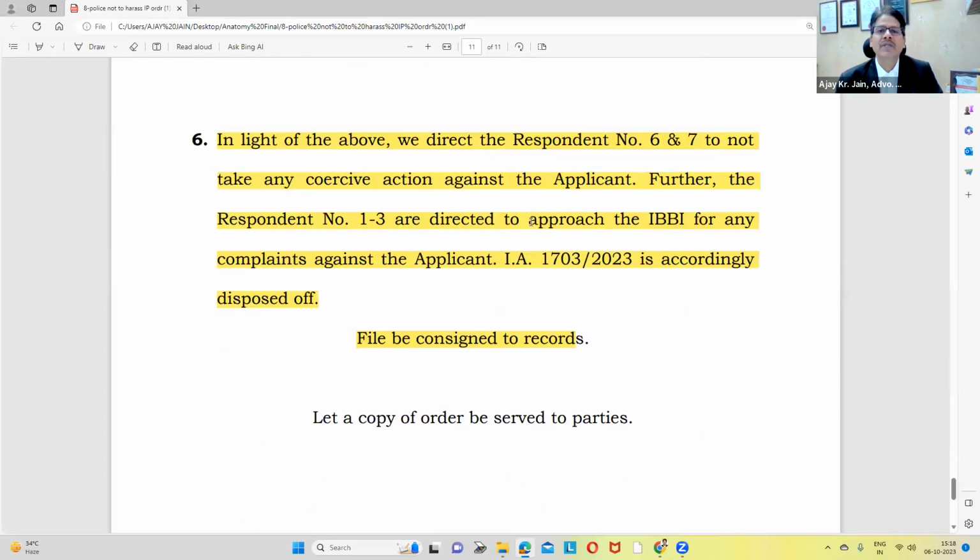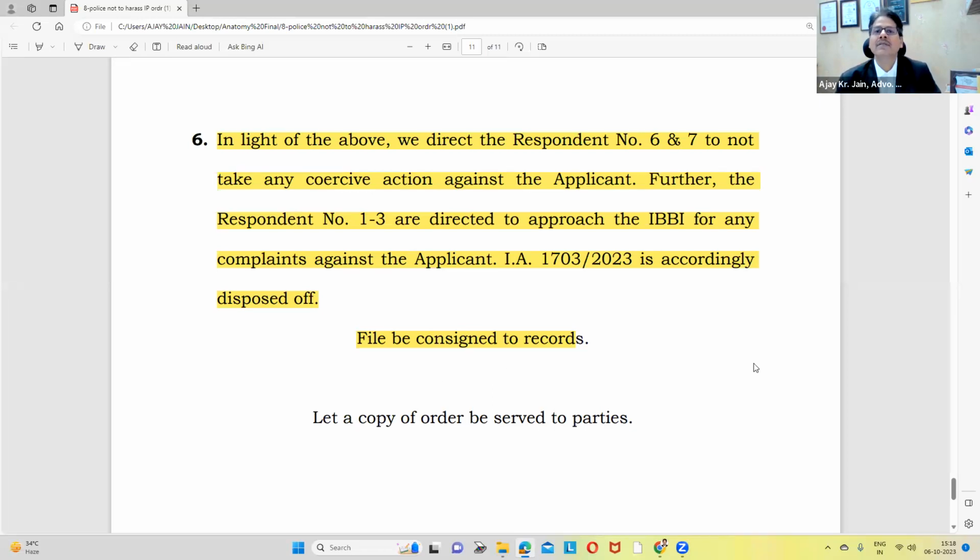In the light of the above, we direct respondent numbers 6 and 7, the SHO, police, and SSP, not to take any coercive action against the applicant, that is the RP. Further, respondent numbers 1 to 3 are directed to approach IBBI for any complaint against the RP.